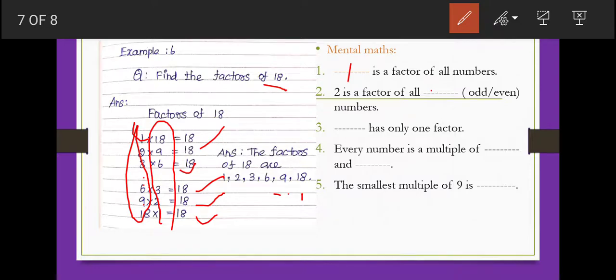My dear children, these things you have already learned in class 4th. So it is easy for you. Please all of you do it in your classwork copy. Thank you.